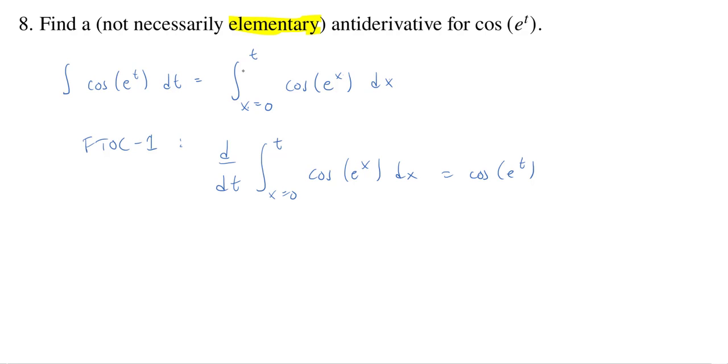But the big idea here is we may not be able to find an exact function in terms of the elementary functions we know, which is an antiderivative for cosine of e to the t, but this is a legitimate function, right? It's a function of t, and its derivative does equal cosine of e to the t. And sometimes that's just the best we're going to do.